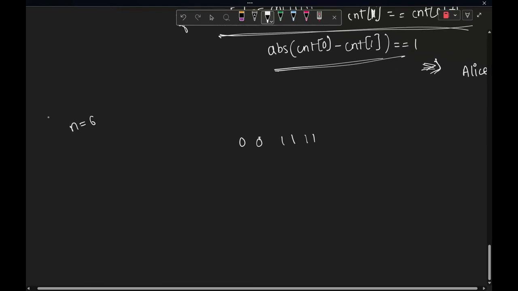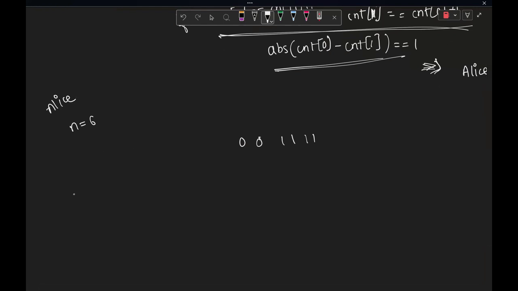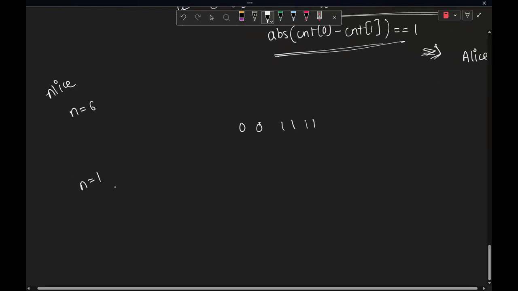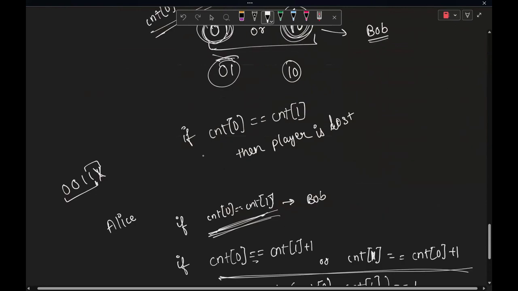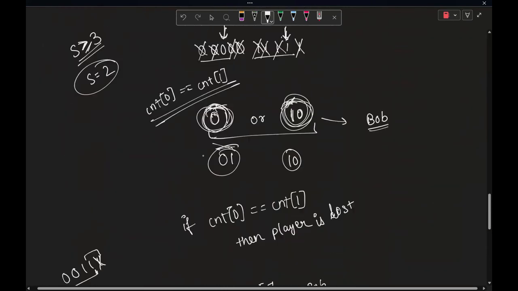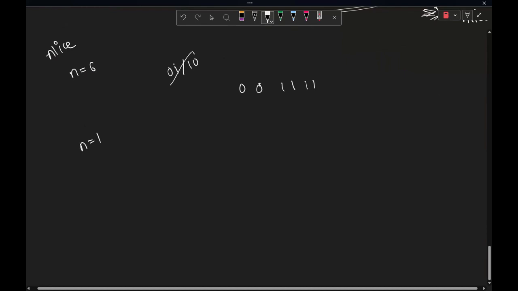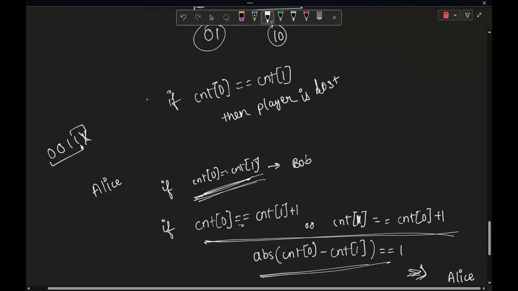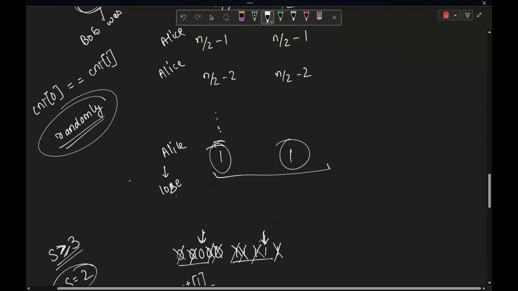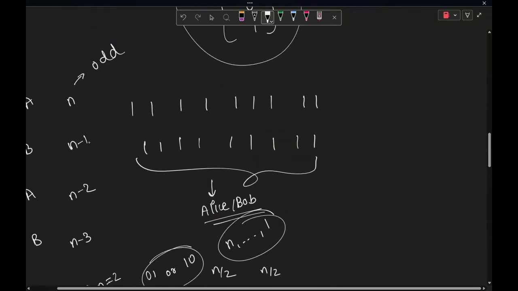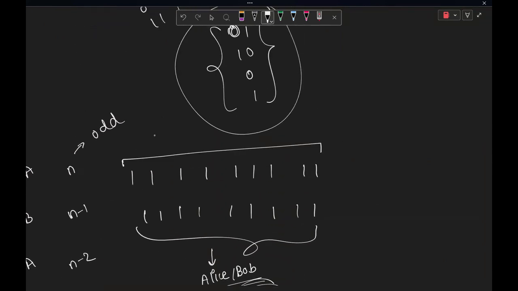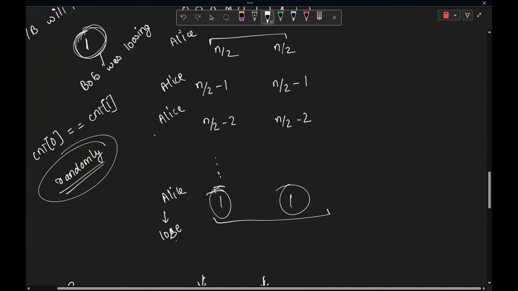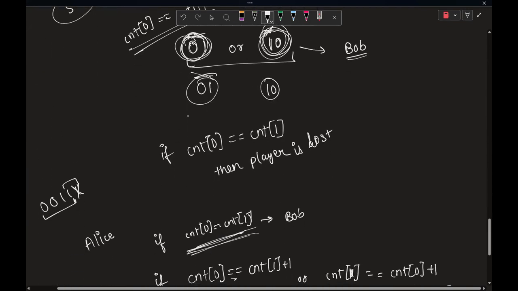For winning, if it is Alice's turn at the beginning and Alice wants to win, he would like to play a move such that the game goes till n equal to 1. He would like to play such a move that the game goes till the end and does not really get stuck at 0 1 or 1 0. He would like to avoid it. So for avoiding it, one thing he can do is try to make the string look like this. If Alice can somehow make the string look like this, basically having all the characters equal, in that case Alice will definitely win, right?